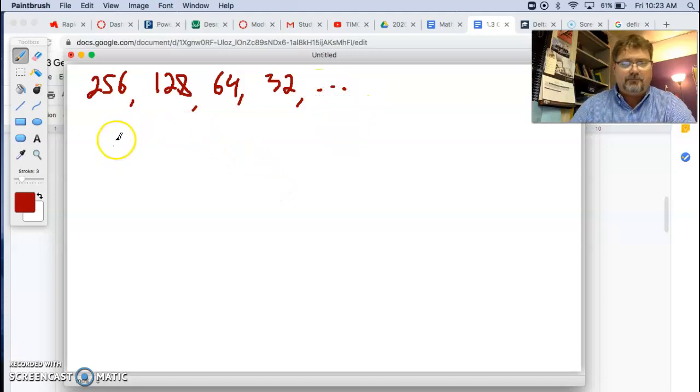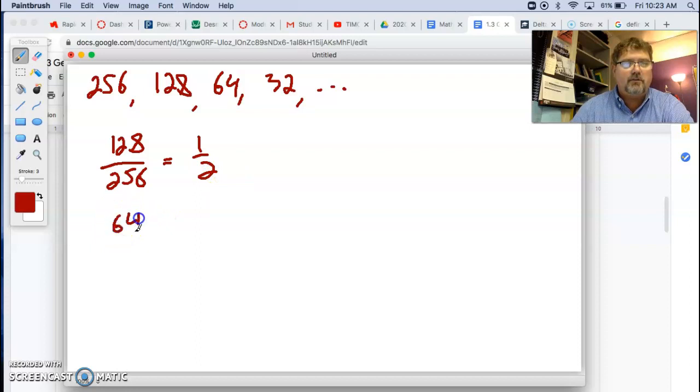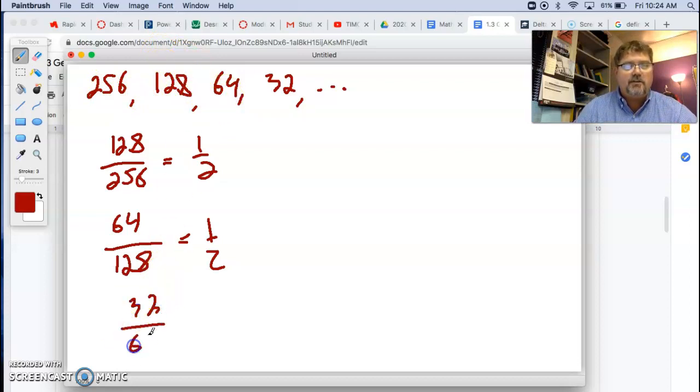Now, technically, you have to test them all. So I'm going to divide 128 by 256. Turns out that's 1/2. Divide 64 by 128, 1/2. And notice if I multiply 256 by 1/2, I get the 128. 128 times 1/2, I get the 64, and so on. And I know 32 divided by 64 is also 1/2. So this is a geometric sequence. Okay, that's how you tell.